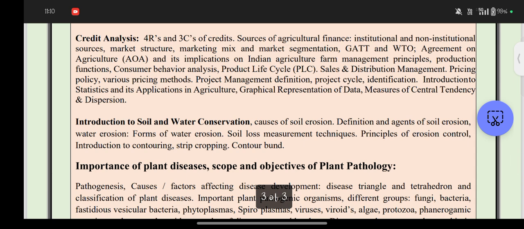Next, credit analysis. In that, 4 Rs and 3 Cs of credit, sources of agricultural finance, institutional and non-institutional sources, market structure, marketing mix and market segmentation, GATT and WTO, agreement on agriculture and its implications on Indian agriculture, farm management principles and production function, consumer behavior analysis, product life cycle, sales and distribution management, pricing policy, various pricing methods and project management definition, project cycle identification, introduction to statistics and its application in agriculture, graphical representation of data, and measures of central tendency and dispersion. These are the topics you need to study in credit analysis.